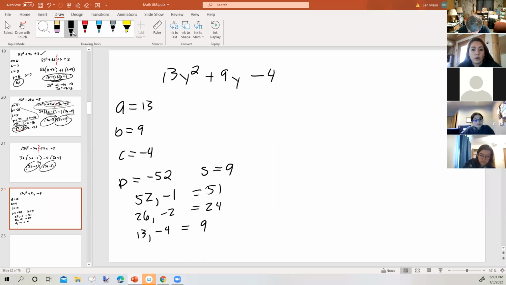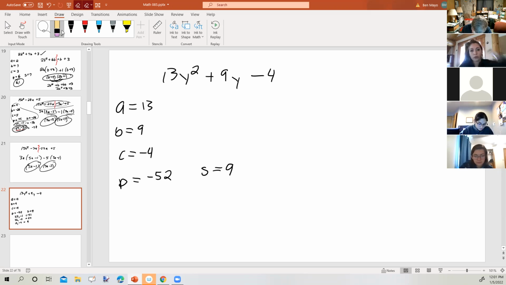Okay. I'm kind of lost at how you're getting these numbers, like 52 times negative 1. You're getting 51 and 26 times negative 2. I don't know where you're getting those numbers from. Where I'm getting these? No, all of them. Like 52, 26, 13, negative 1, negative 2.